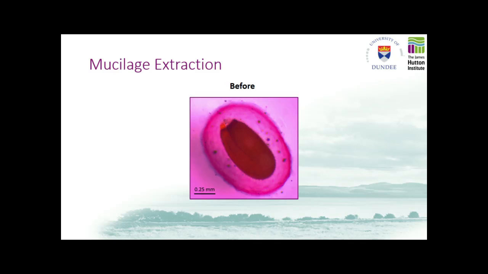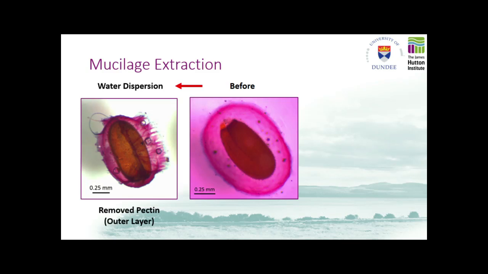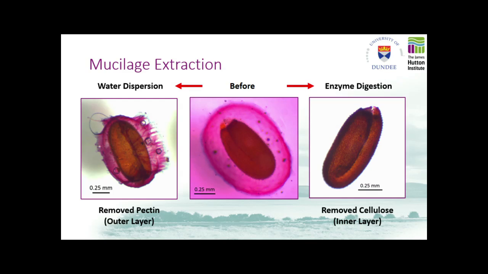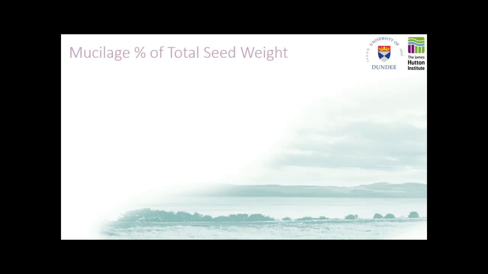So the extraction method that I briefly touched on is what we're using to characterize the differences between these species. So we're quantifying the inner layer and the outer layer. So to quantify the outer layer, we're doing a water dispersion. So it's soluble in water. This is what happens afterwards. You can see that we've reduced the halo size quite substantially. And then after an enzyme digestion, you can see that we've got rid of everything. So these are the treatments that we're going to be using in my experiments.